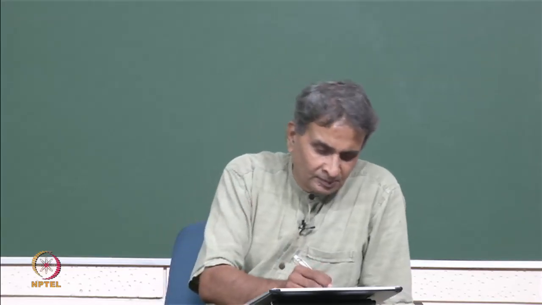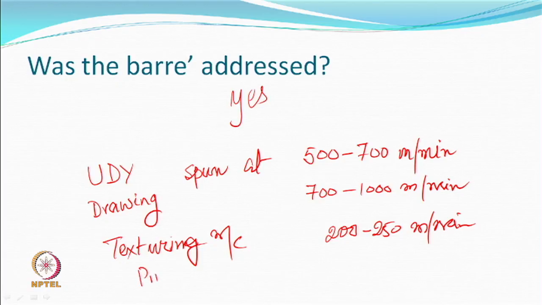Then the question is, okay, look, if this disadvantage is there, because our texturing machines have certain speeds and we have to live with it, can we do something? At that time, if you remember, we had talked about something called pin texturing.